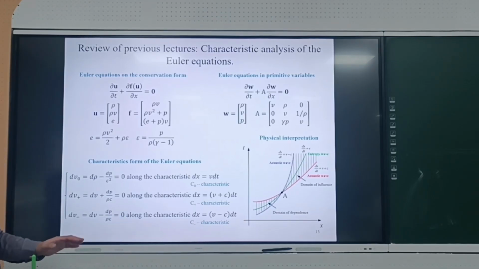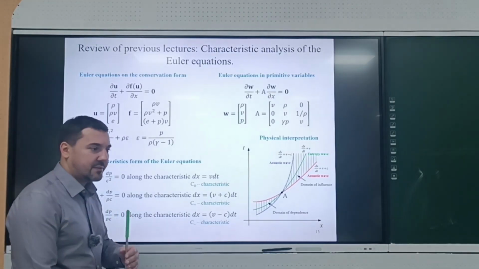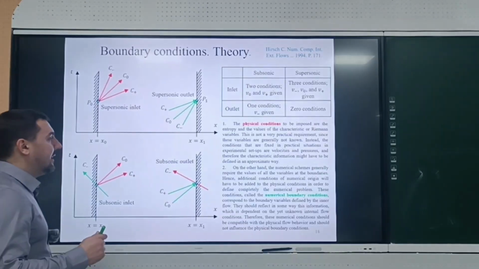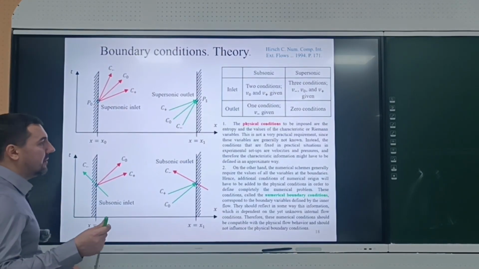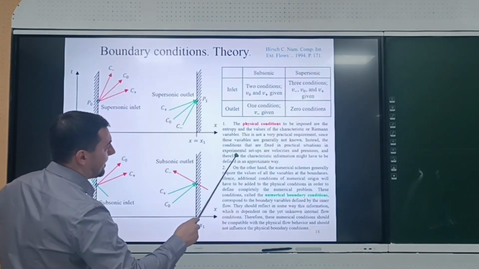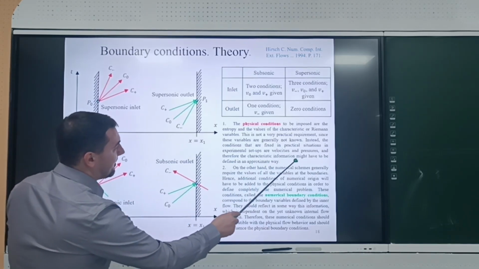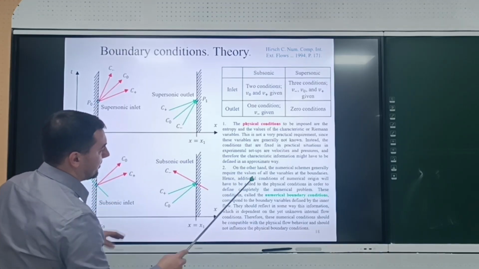So anyway, at the level of numerical method, you should work with this Riemann invariance, but they also should be connected with the real physical statements, real physical parameters from your problem. And here, instead, the conditions that are fixed in practical situations in experimental setups are velocities and pressures, usually. And therefore, the characteristic information might have to be defined in approximate or some iteration procedure.